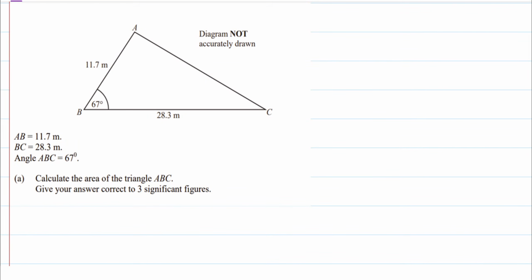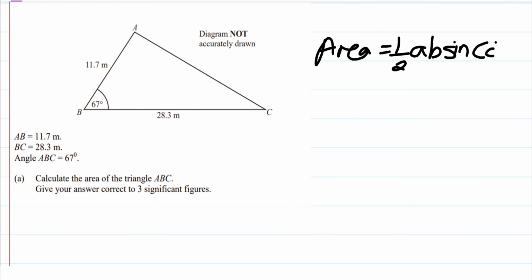In this quick video we'll use the area formula for any triangle, not just right angled ones. The area of any triangle is given to us by area equals 1/2 ab sine of C. You can use this formula when you know two sides and the angle included between them.